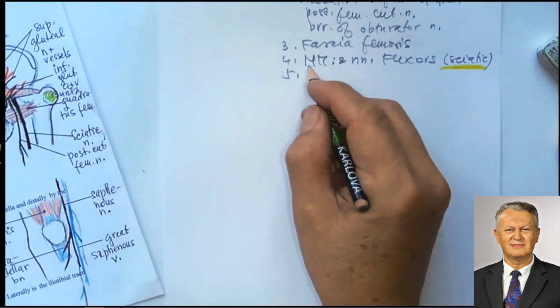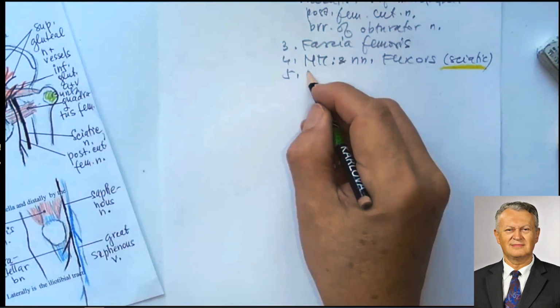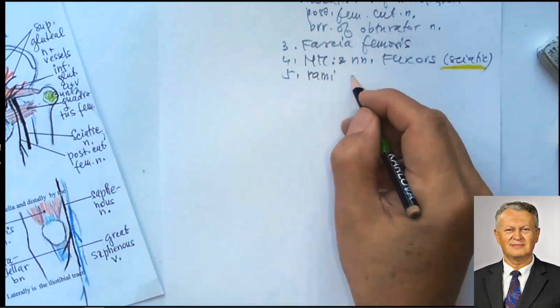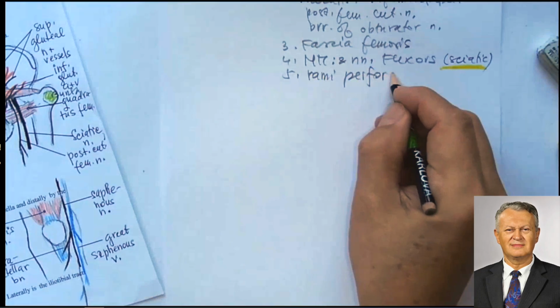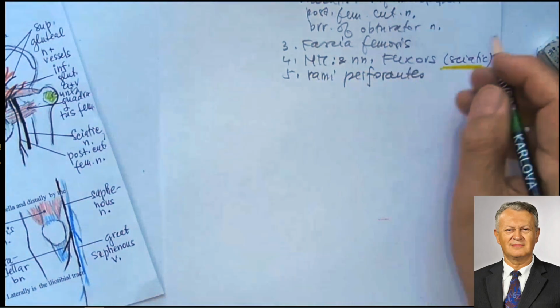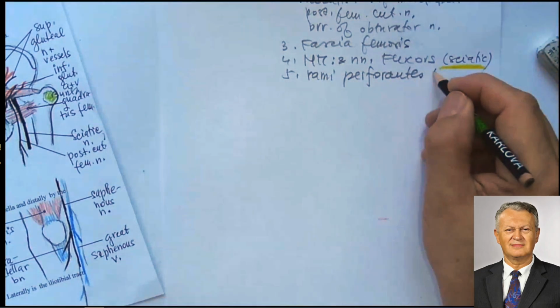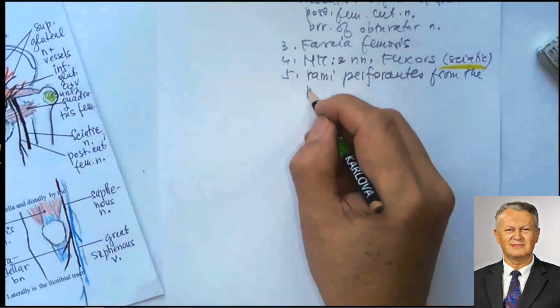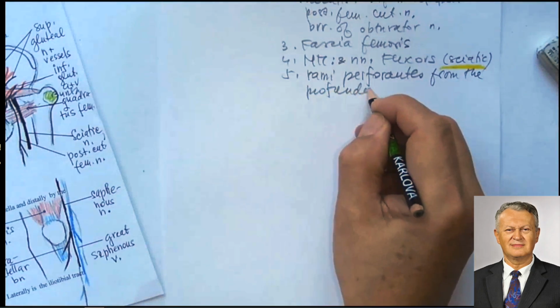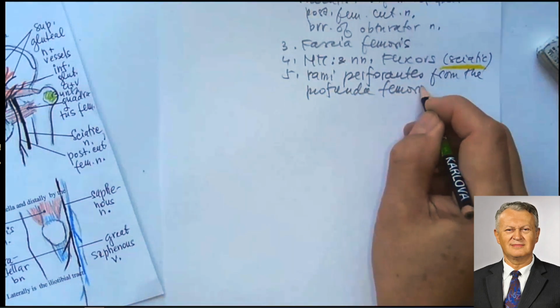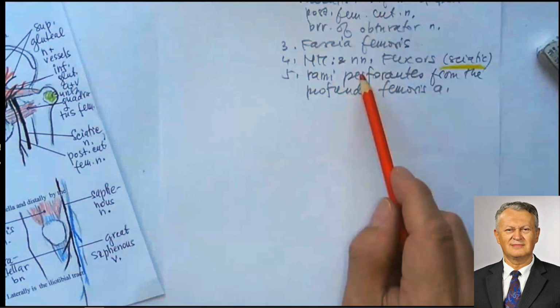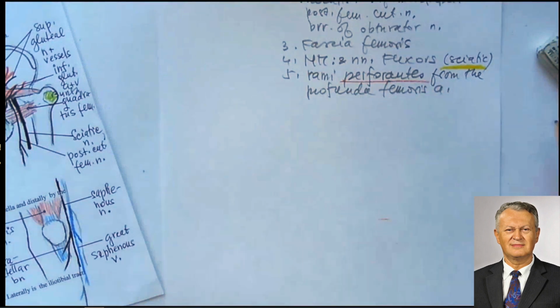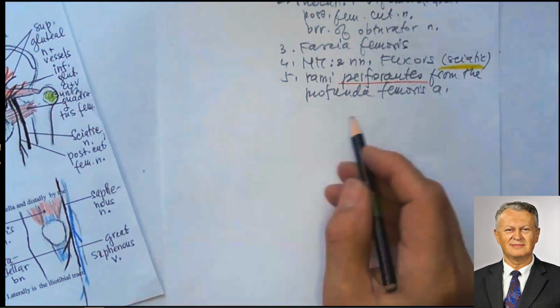We could say the rami perforantes, the perforating arteries from the profunda femoris artery. That's why I already mentioned that the rami perforantes are three, and they supply the whole block of the flexor muscles that are situated in the deepest layer of the region.